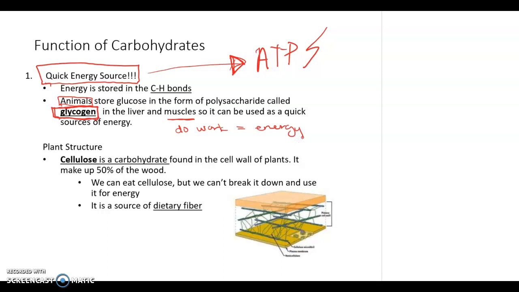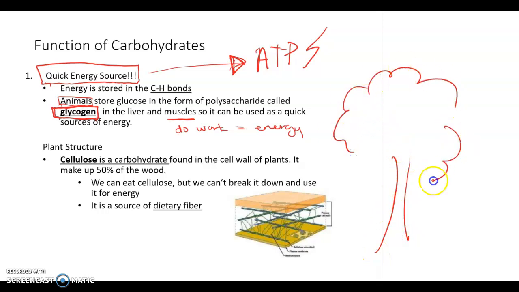And so it's a pretty quick source of energy for us. It's what gets converted down pretty easily into ATP. In plants, they don't do as much work. So plants, however, they have to grow real tall.